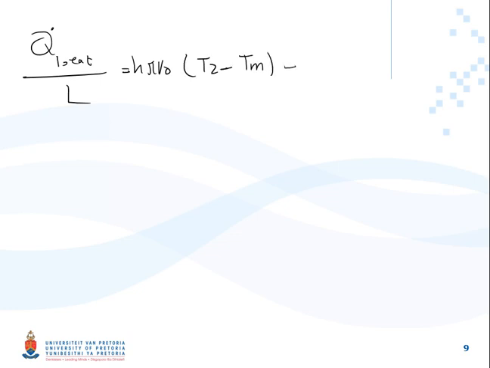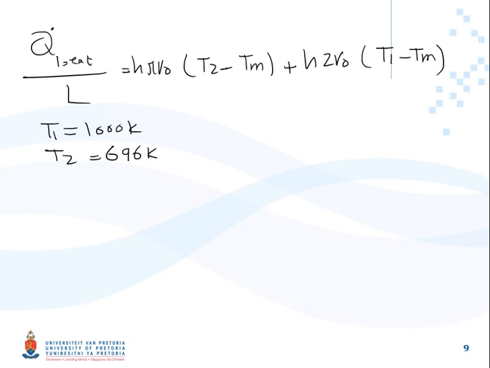So let's just write it down one more time, and after that just put in the numbers that we have and all will be fine. So Q1 ext divided by L is equal to h pi R (T2 minus Tm) plus h 2R (T1 minus Tm). T1 is 1000 Kelvin. T2 we just calculated, 696 Kelvin. Tm is given, 400 Kelvin.